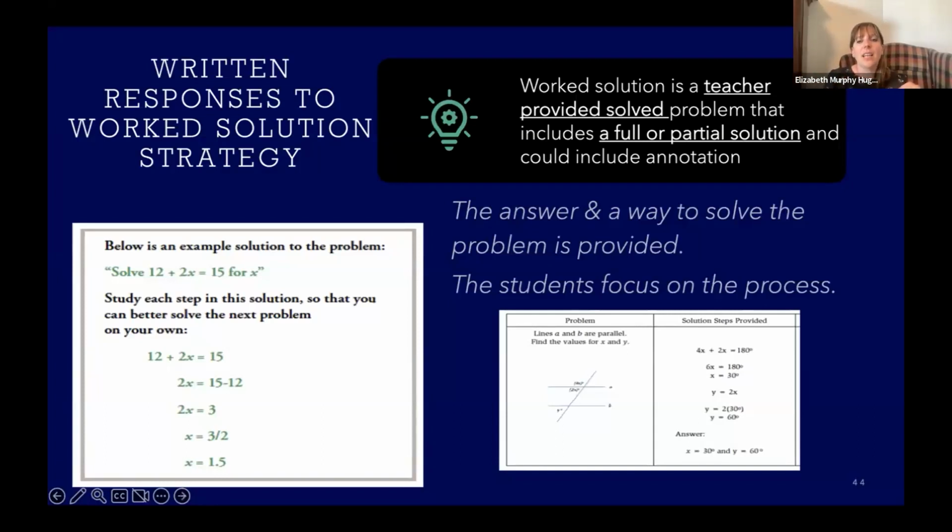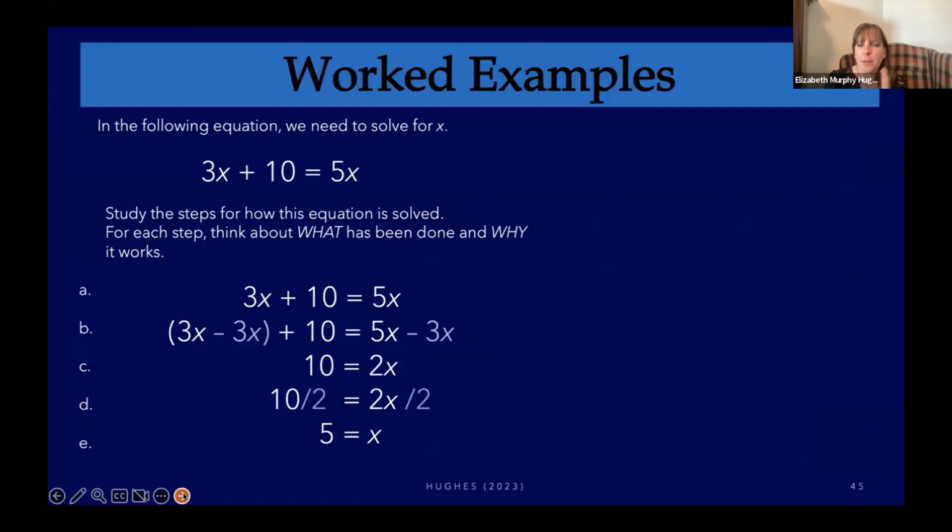And then what you're going to do is draw students' attention to what's happening in between those steps. So what is the connection being made? For example, here you have a worked example, and the directions say, study the steps on how the equation is solved. For each step, think about what has been done and why it works. And I'm going to tell you right now, talking about why it works tends to be the most challenging for students, which is why those scaffolded use of terms are important.